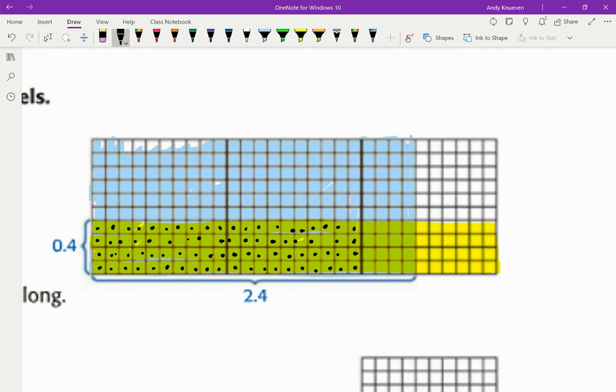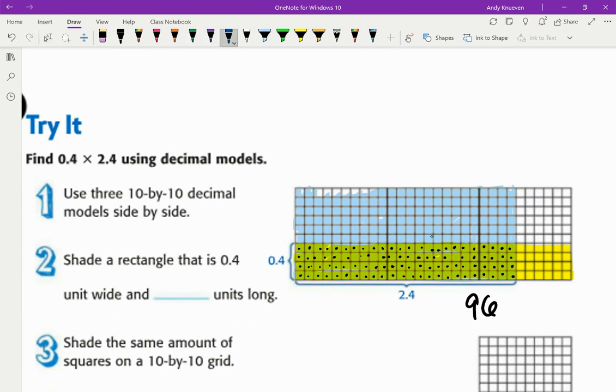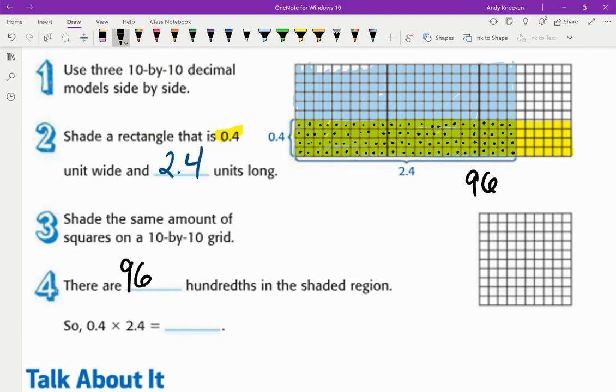And then I have to count the next set. So this is 80. So 81, 82, 83, 84, 85, 86, 87, 88, 89, 90, 91, 92, 93, 94, 95, and 96. So that means I have 96 of these shaded. So let's fill in our space here. The yellow was 4/10 wide, and then we have the blue that we shaded as 2.4 units long. So when we do that, that means that we have 96 that are double shaded. They're both. So 96 hundredths, so 0.96.